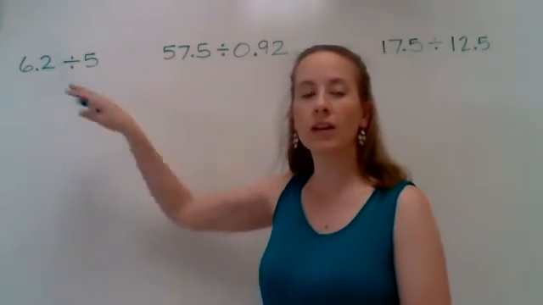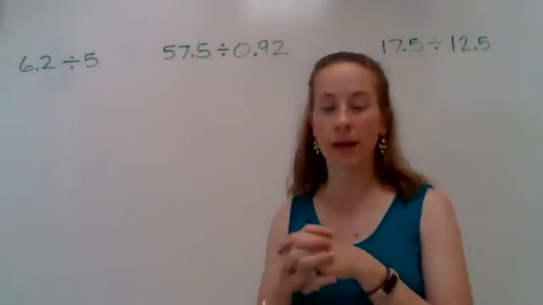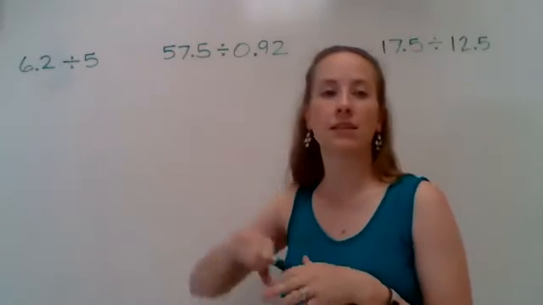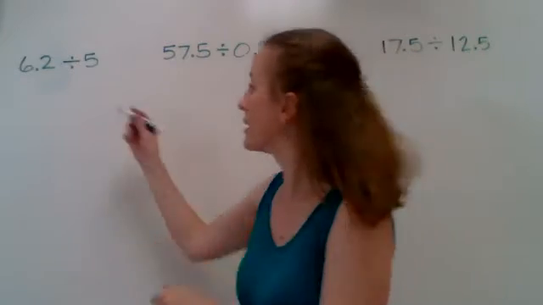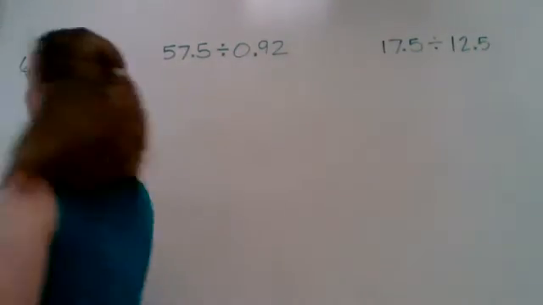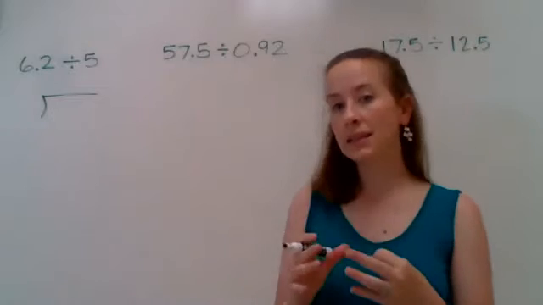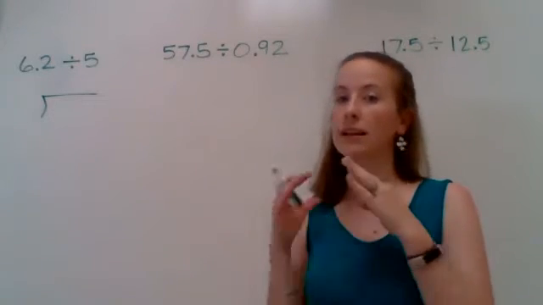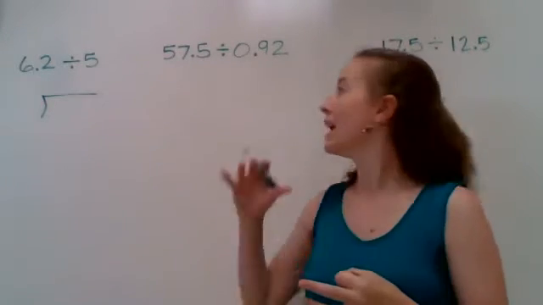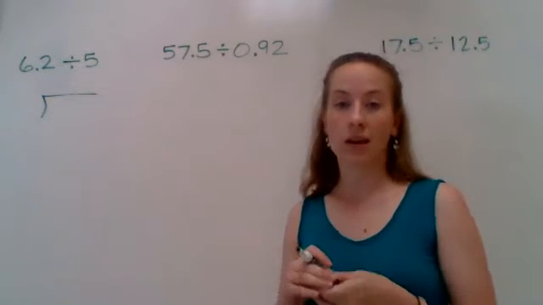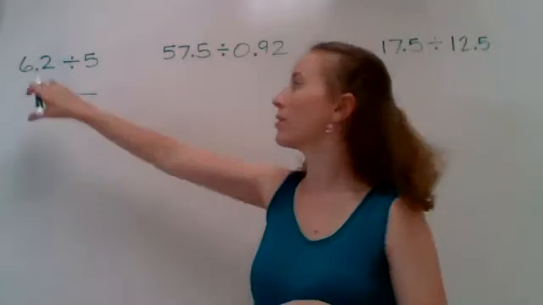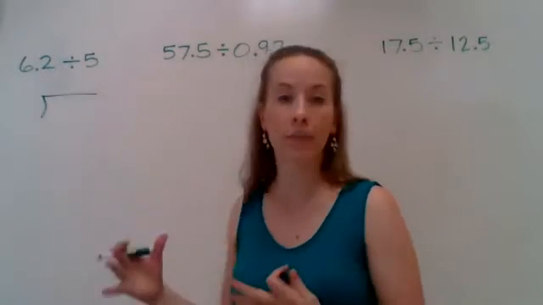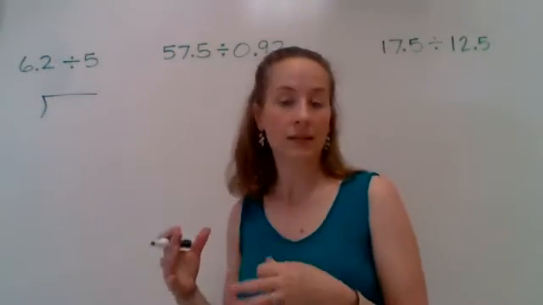So the first one we're going to do is 6.2 divided by 5, or we might read it 6 and 2/10 divided by 5. The first thing to do is set up our division box. Once I have my division box, I need to decide which number goes inside the box and which number goes outside the box. The dividend always goes on the inside and the divisor goes on the outside. A quick way to remember this is whatever comes first, or whatever number is on top in a fraction, gets the box. It goes inside.